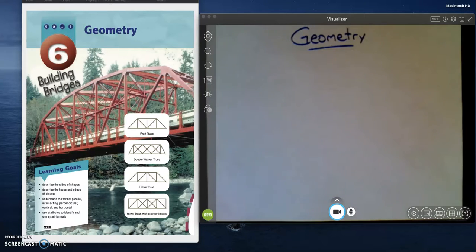So this will just be the introduction, and we'll move into describing shapes, which is going to be probably the most important part of the unit. So we're going to spend a fair bit of time on it.